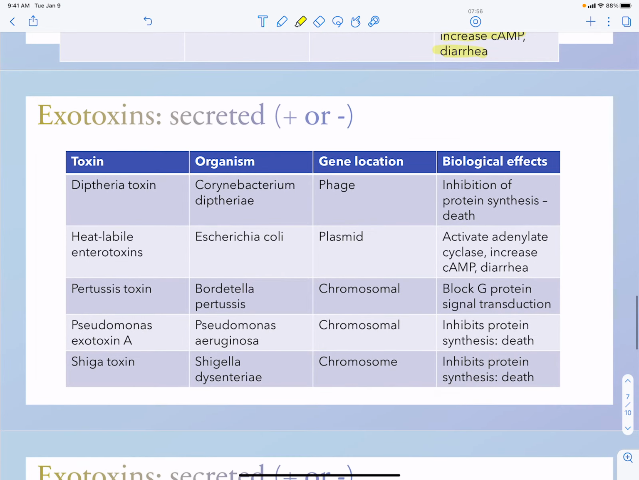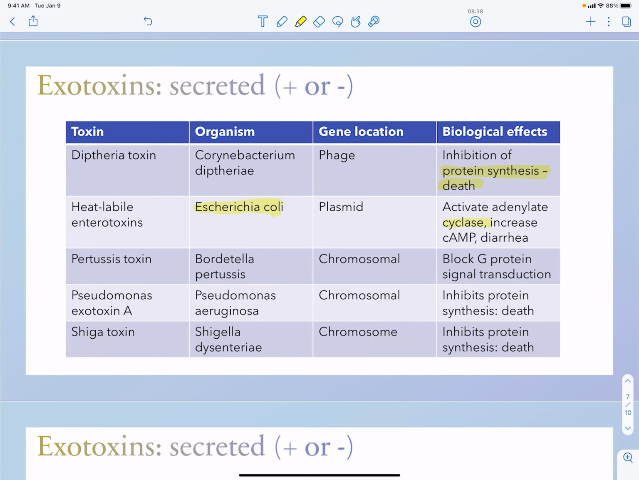We have diphtheria toxin, Corynebacterium diphtheriae. This is going to inhibit protein synthesis, so this is a very toxic toxin. So inhibiting protein synthesis. Every cell in your body needs protein synthesis, except for your red blood cells, and so it's going to affect your body systemically. E. coli has several different toxins. One is the heat labile enterotoxin, and this is going to, again, activate adenylate cyclase, increase cyclic AMP, and cause diarrhea.